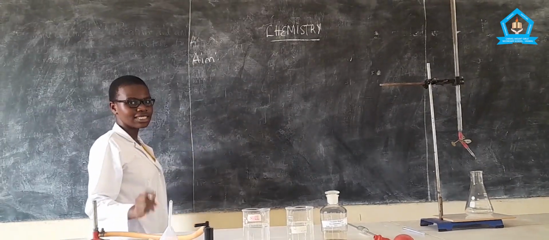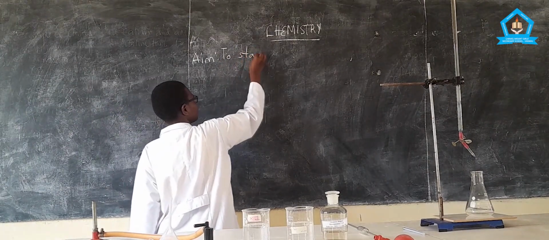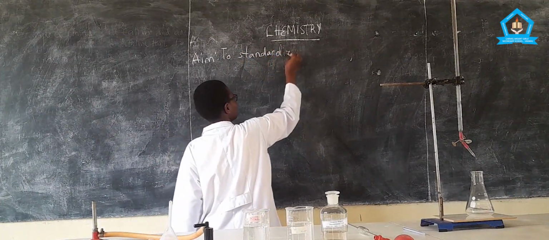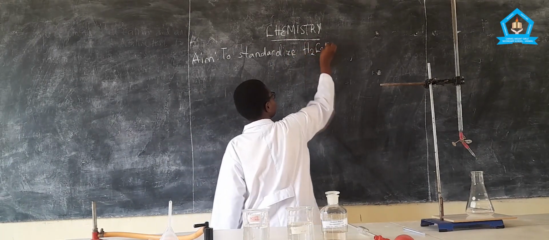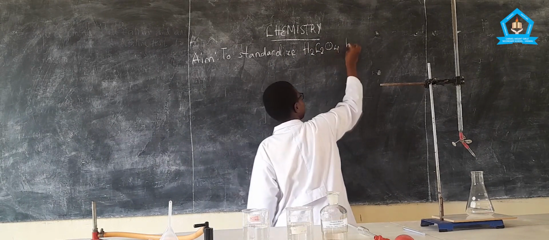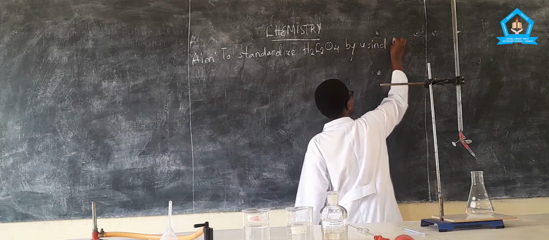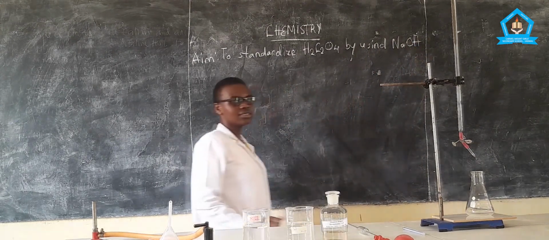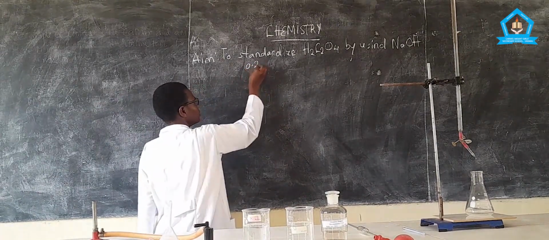Today's aim. The aim of today's experiment is to standardize oxalic acid by using sodium hydroxide, which is a known concentration. It contains 0.2 moles.